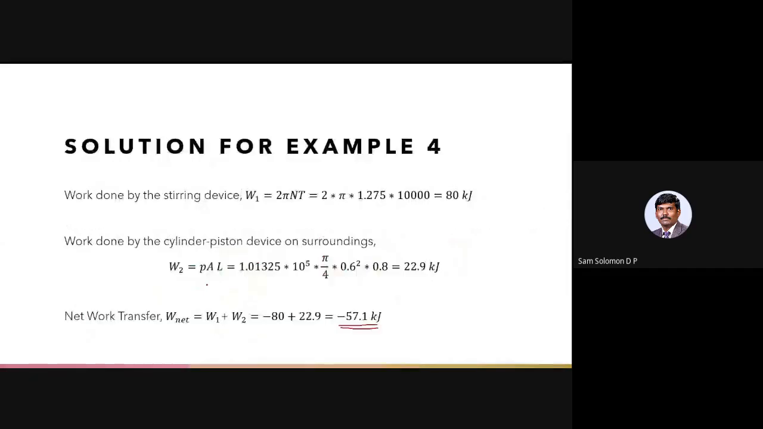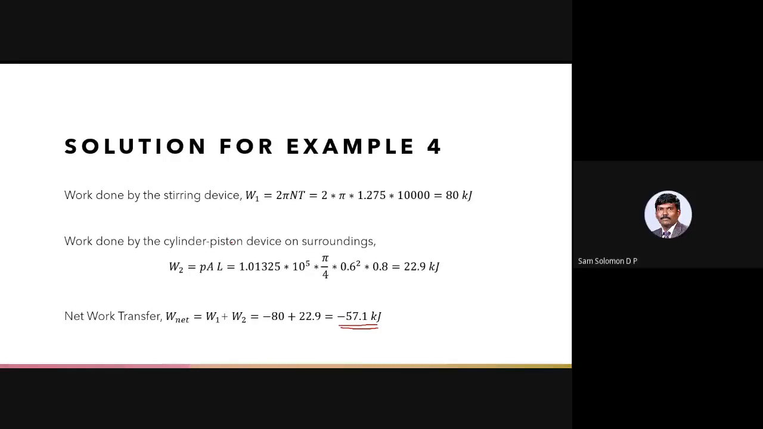So it is not wrong to say work done by the fluid on surroundings or work done by the cylinder piston device on surroundings. Both are same in this particular example. Whereas in the previous example, the volume of the bottle is different from volume of the air. So in that case, because the volume of the bottle is remaining the same, we are saying there is no work done. Is that clear?